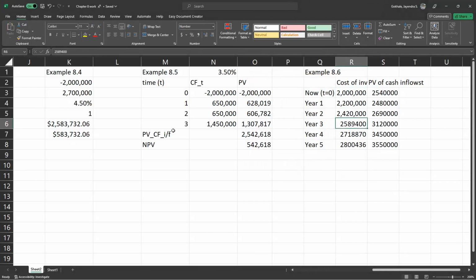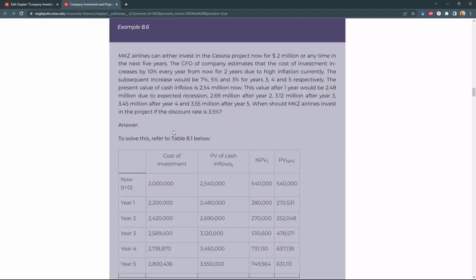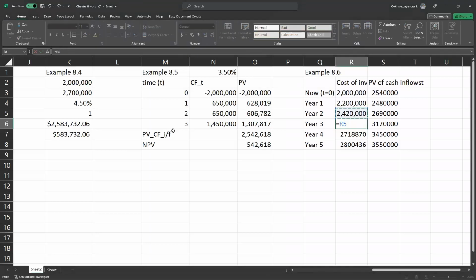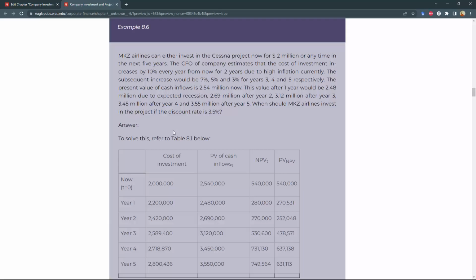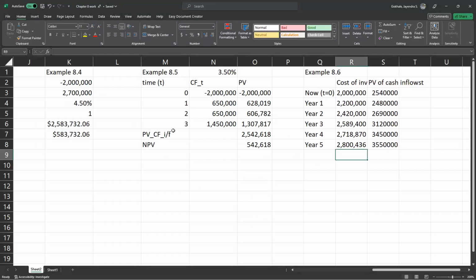So format it down. Now the inflation will increase by 7, 5, and 3%, so equals this times 1.07. Actually, let's just change that to 1.07, then 1.05, and 1.03. So that's how the numbers add up. These are exactly the numbers that we see in the tables.